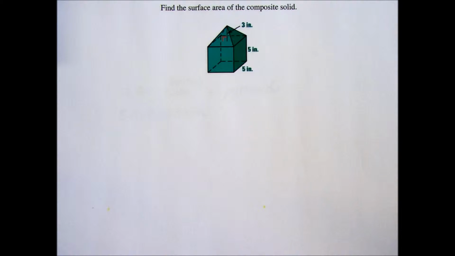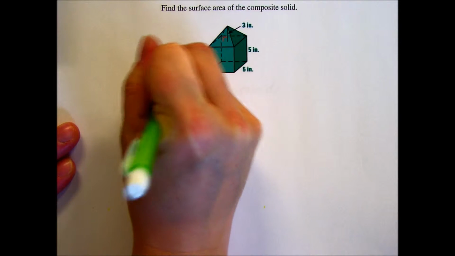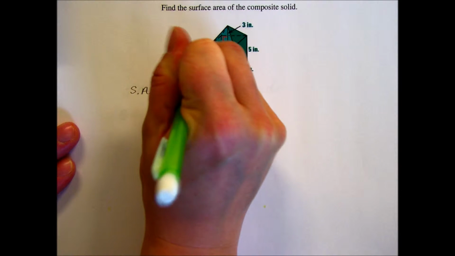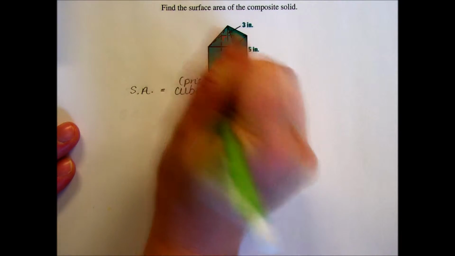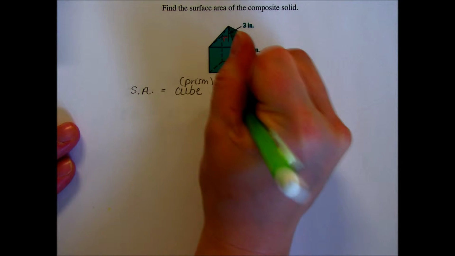Alright, in this composite solid problem, we are going to find the surface area of what is a cube, and on top of the cube is a pyramid. So to find the total surface area of this composite solid, we're going to first find the surface area of the cube, and you can think of the cube just as a prism, and then we will add that to the surface area of a pyramid.